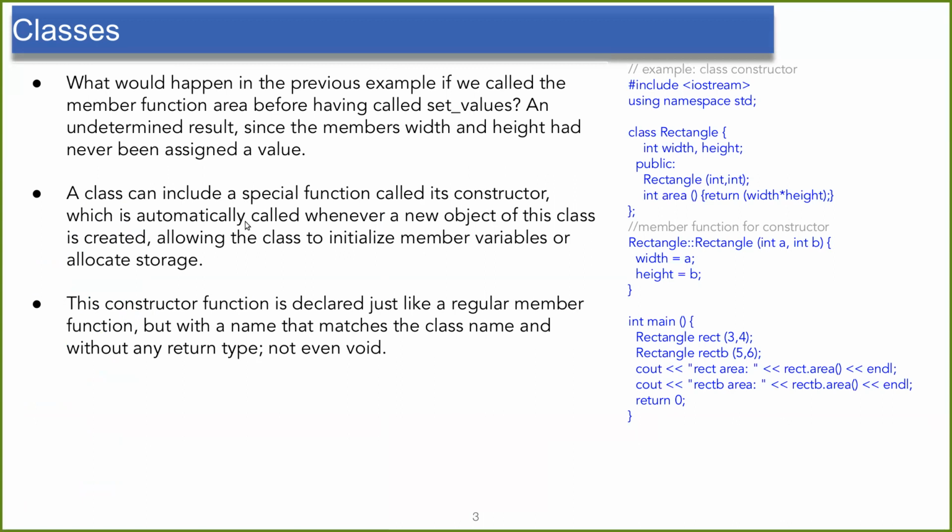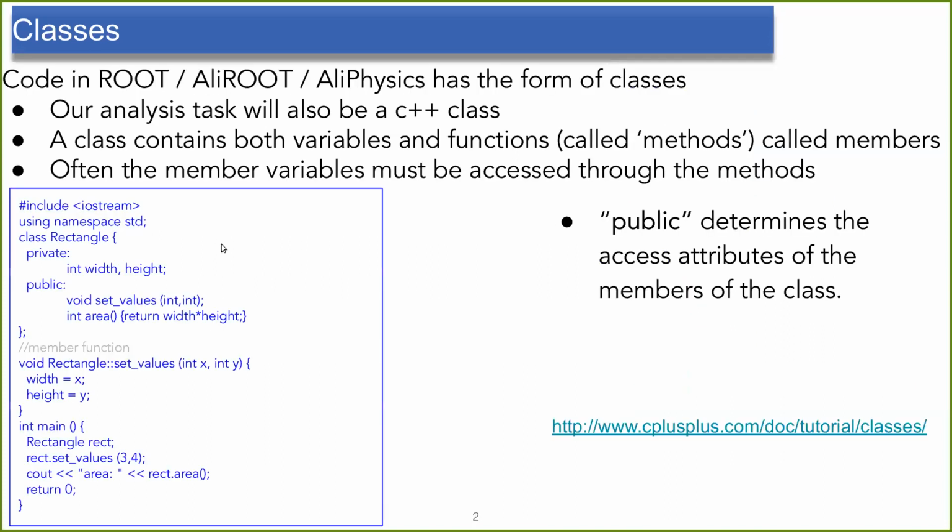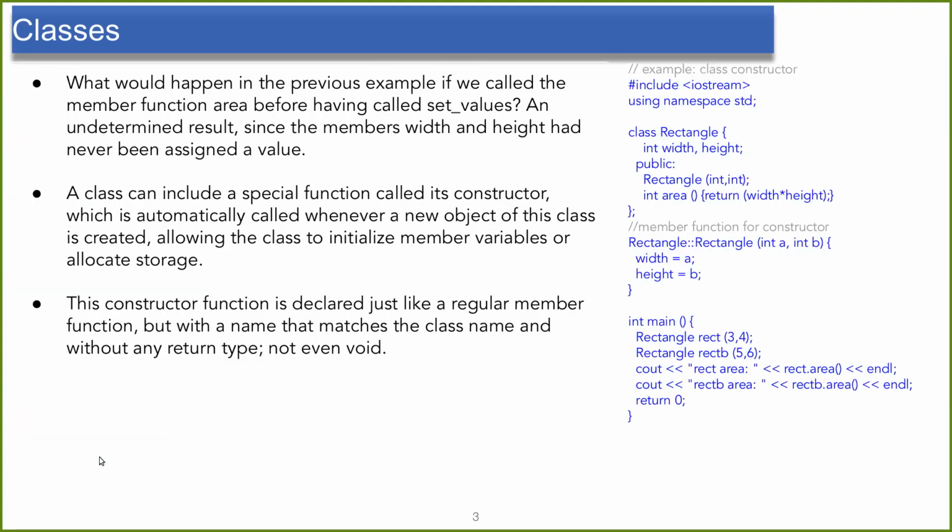So this constructor will be called automatically whenever a new object of this class is created. This means if you define a constructor, then when you create an object, for example, Rectangle rect, it will automatically call the constructor of that object, allowing you to initialize the member variables or the allocated storage. Now, how can we define this constructor?